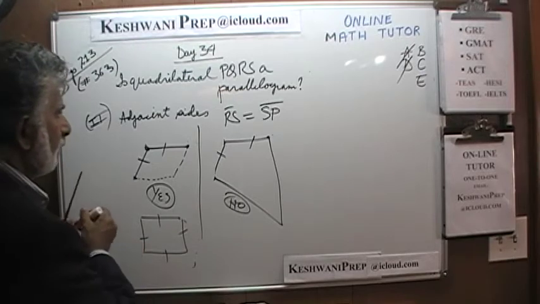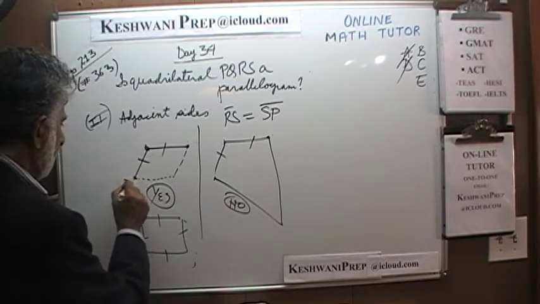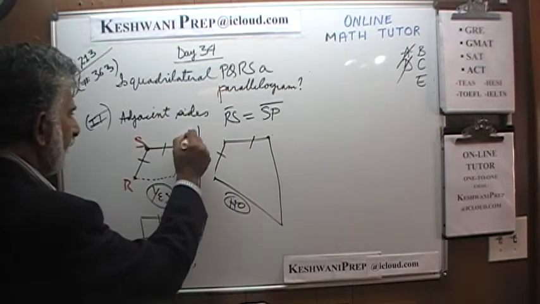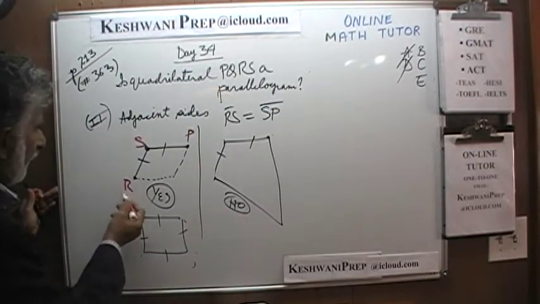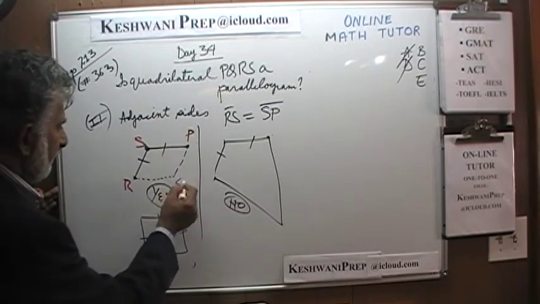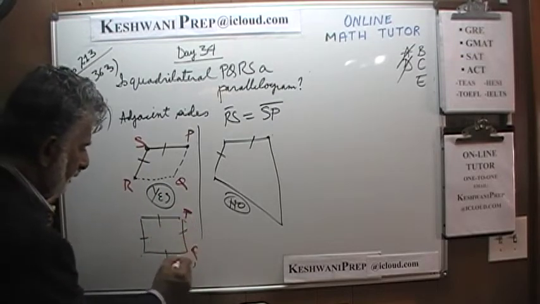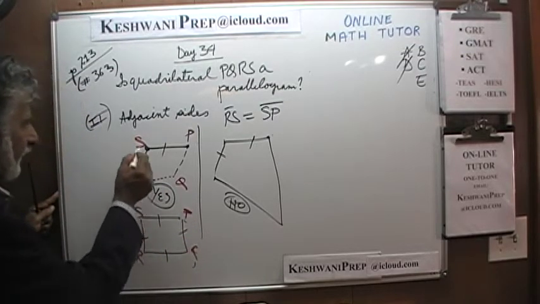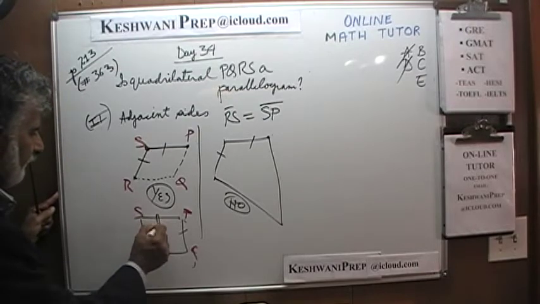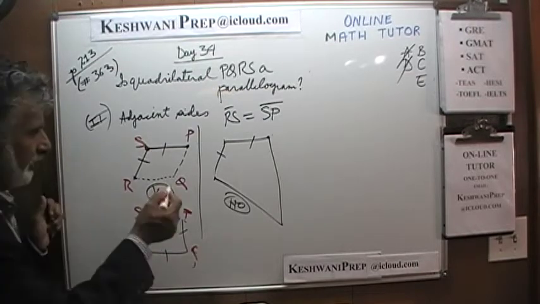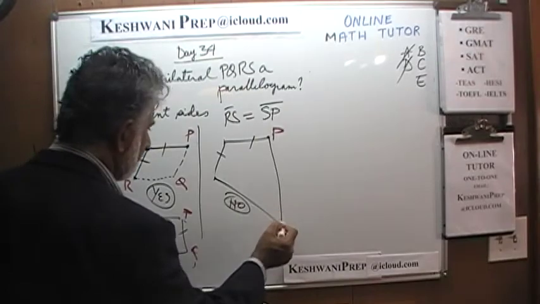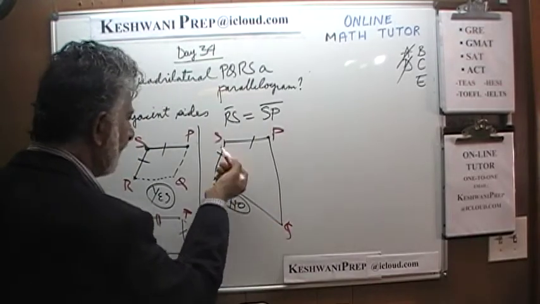There you go. R to S is the same as S to P. R, S, P, and this must be Q. P, Q, R, S. There you go. Same thing here. P, Q, R, S. And again, S to R is the same length as S to P. Same thing here. P, Q, R, S is the exact same thing as I told you.